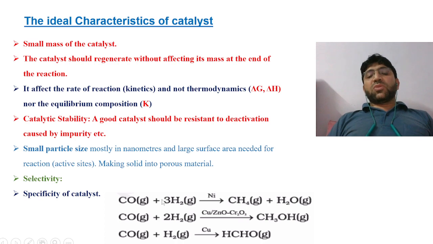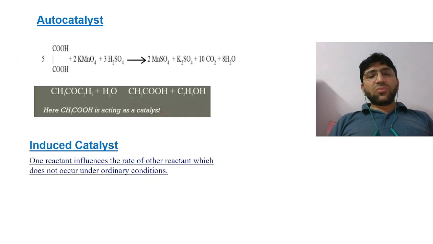For example, a reaction of carbon monoxide and hydrogen catalyzed by nickel gives methane. The same reaction catalyzed by copper and zinc oxide, chromic oxide gives methanol. And when the same reaction is catalyzed by copper, it gives formaldehyde. So a catalyst is also very specific.